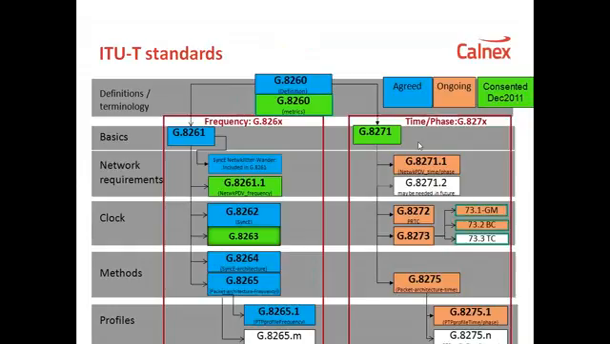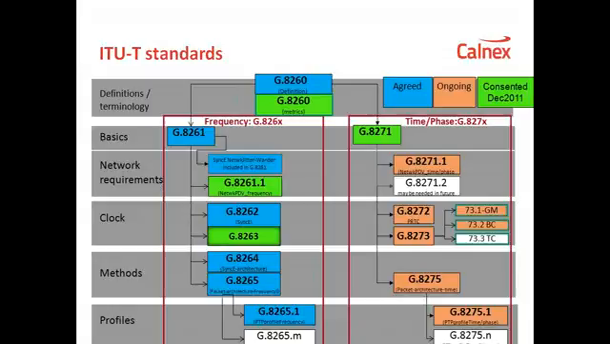Now, 1588 version 2 is a protocol that's been encapsulated under the ITU-T standards, a bunch of standards that relate to the deployment of timing and synchronization across a packet network. There's a series of recommendations related to deployment and the distribution of frequency, and a series of standards related to the distribution of time and phase. All of these standards and recommendations effectively specify the framework, the architecture, as well as the performance of both clocks and the networks themselves.